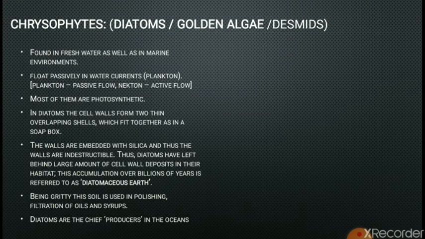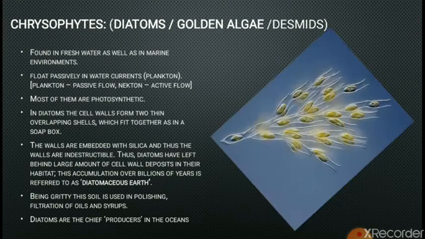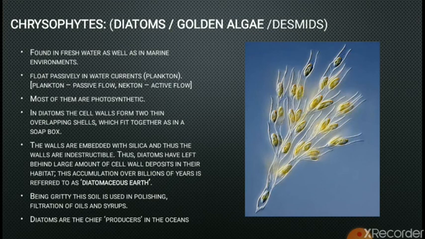In diatoms, the cell wall forms two thin overlapping shells which fit together as in a soap box. The walls are embedded with silica and thus the walls are indestructible. Thus, diatoms have left behind a large amount of cell wall deposits in their habitat. This accumulation over billions of years is referred to as diatomaceous earth. Being gritty, this soil is used in polishing, filtration of oils and making syrups. Diatoms are the chief producers in the ocean ecosystem.